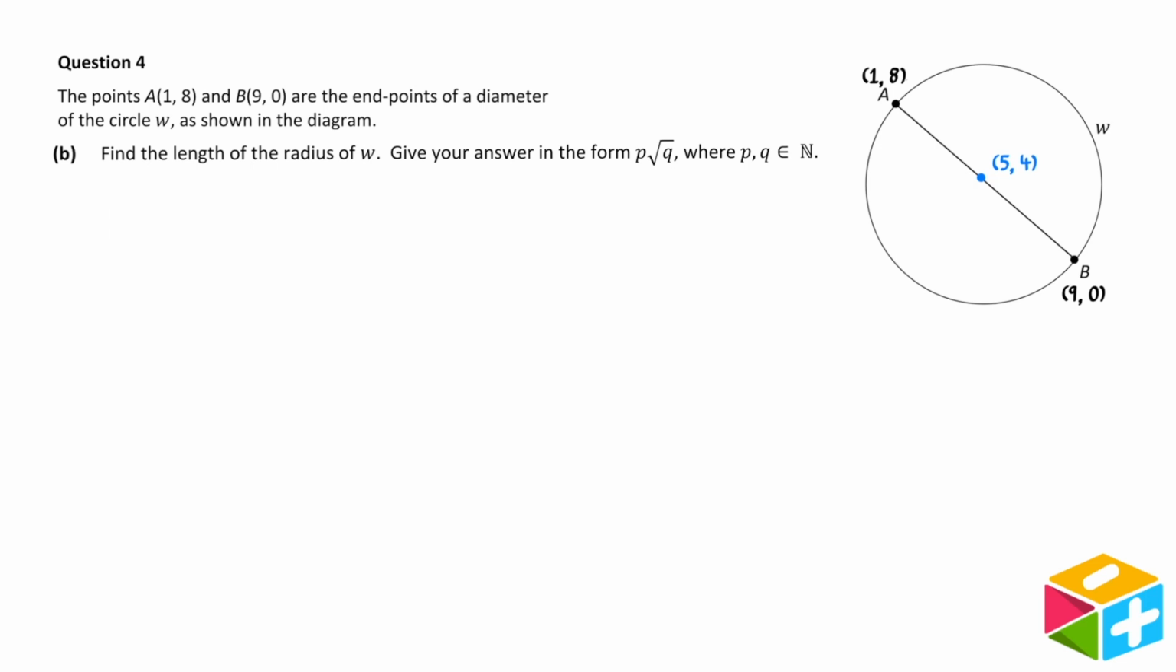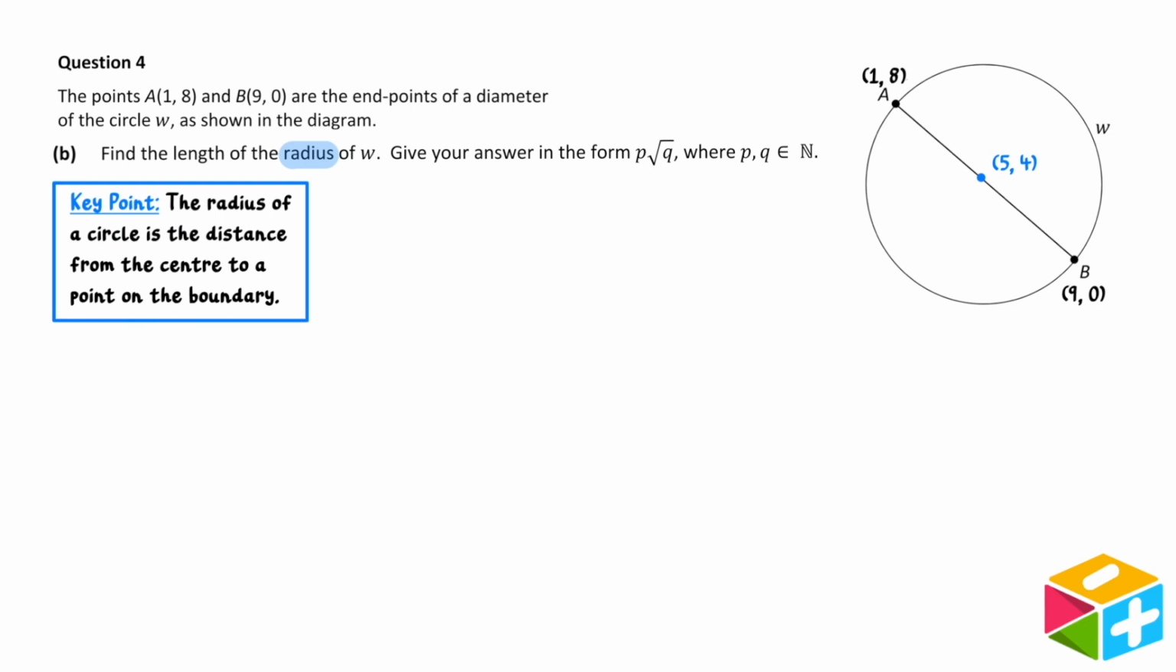To solve this question, we must have an understanding of what the word radius means. Well, the radius of a circle is the distance from the centre to a point on the boundary. In our circle, we've marked the centre in blue. A is a point on the boundary, so the radius would be the distance from the centre to A. If we can calculate the length of this line, we'll have our radius.